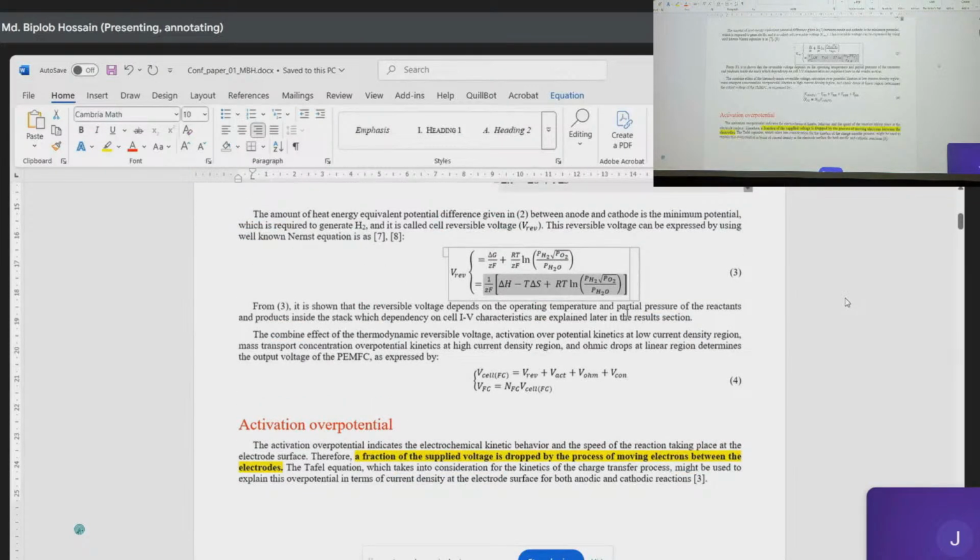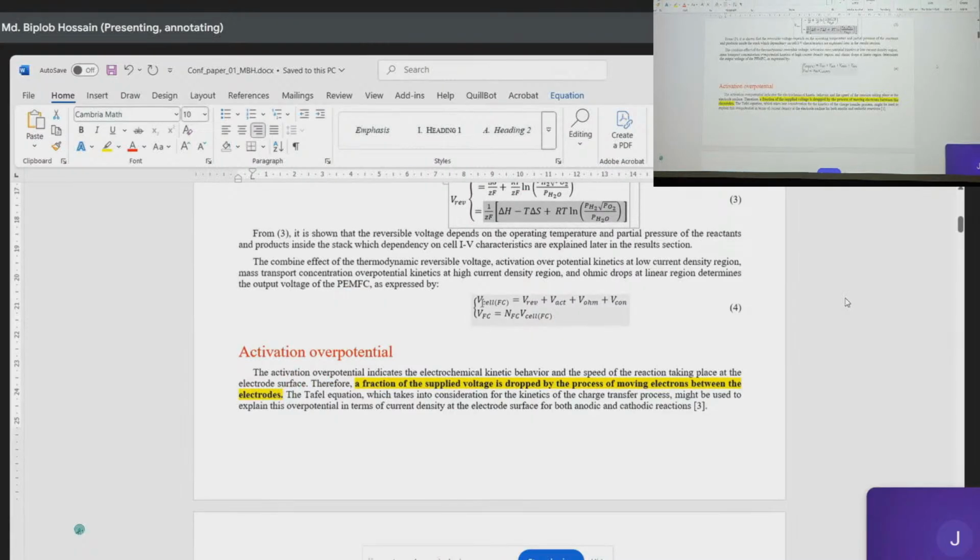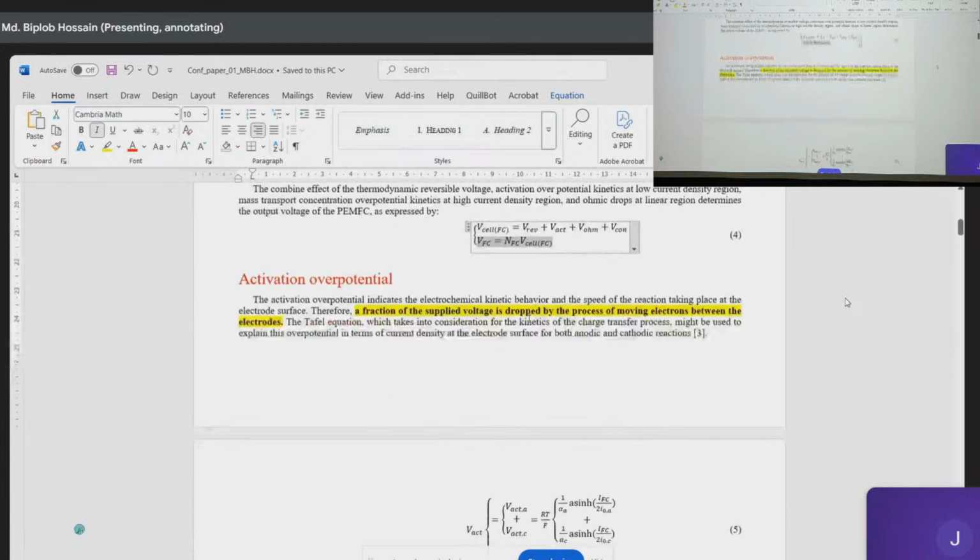And then there are some other voltage drops in the fuel cells. These are called activation overpotential voltage drop, ohmic voltage drop, and concentration voltage drop, or mass transport overpotential drops. So the cell voltage across the fuel cell can be defined by these equations. If there are a lot of cells connected in either series or parallel, then the voltage of this combined system can be represented by this one. So now we are going towards activation overpotentials.